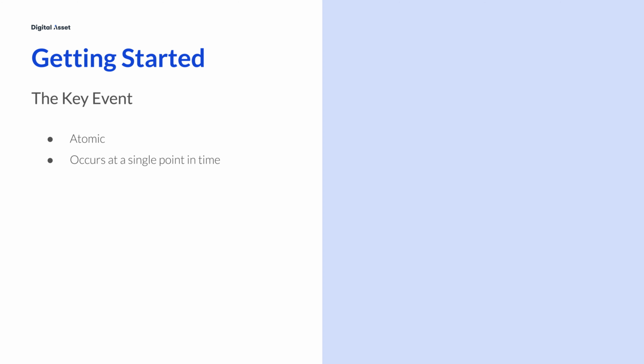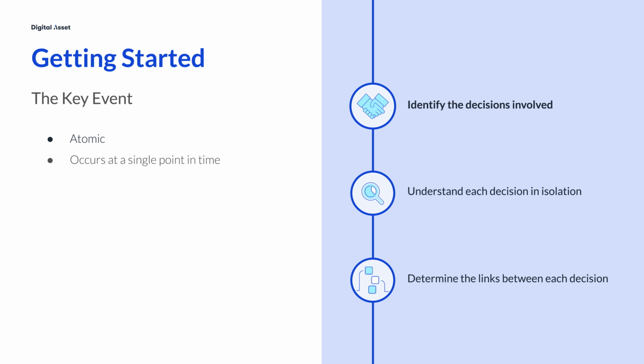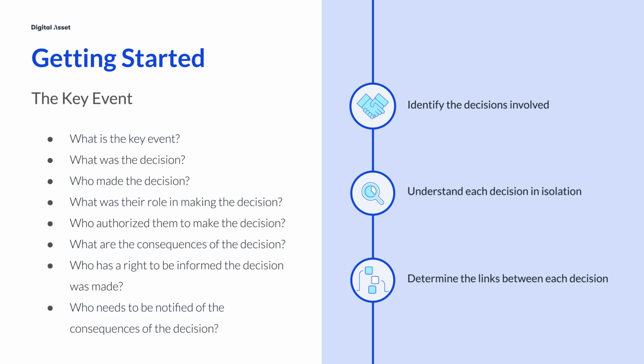So let's start working on our analysis for this single use case. We will follow the 3 steps we just outlined. This means we start by identifying the triggering decision for the key event involved in the swap and then analyzing it in isolation. Once we have identified the key decision, we will proceed with the list of questions we discussed in the last lesson. Now let's use this technique to analyze the swap use case.